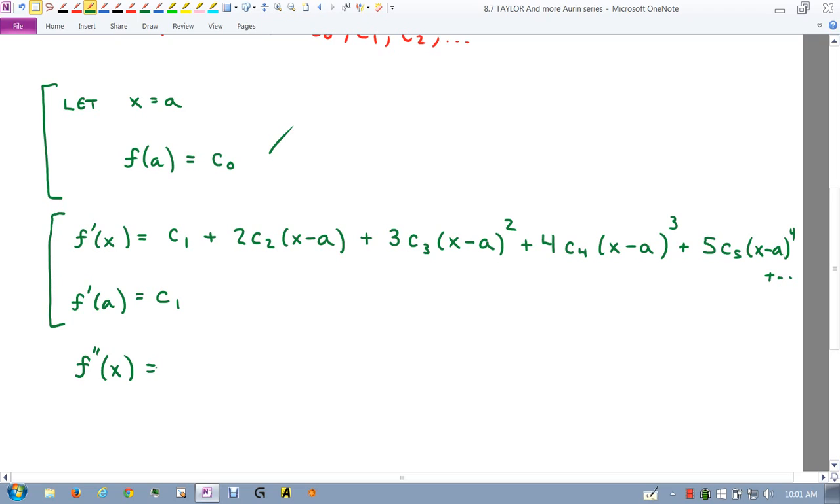Now we have to pick up on something subtle here. It's very important, all right? See what happens when we take the derivative. 2c2 plus what? 6c3 x minus a? I don't want you to write 6 though. I want you to write this. 2 times 3, c sub 3, x minus a.